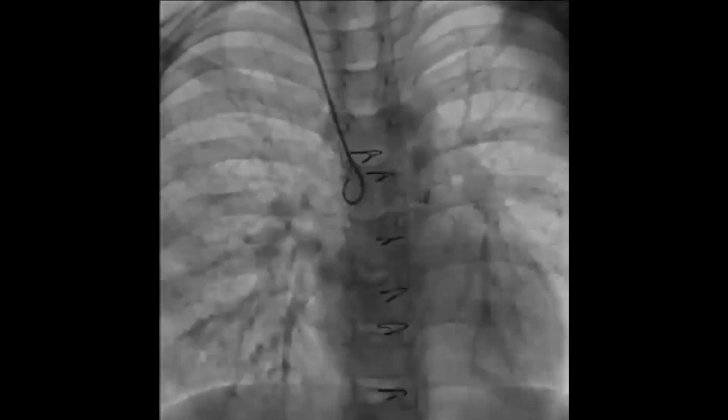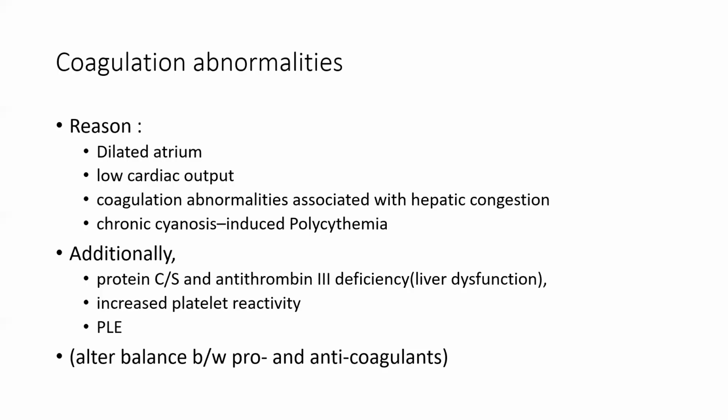So coagulation abnormality is also possible. The reasons behind it are the dilated atrium, low cardiac output, coagulation abnormalities with hepatic congestion, and chronic cyanosis inducing polycythemia. Additionally, protein C and S and antithrombin 3 are deficient. There is increased platelet reactivity and protein-losing enteropathy. This all leads to an altered balance between pro- and anticoagulation, leading to a prothrombotic state.